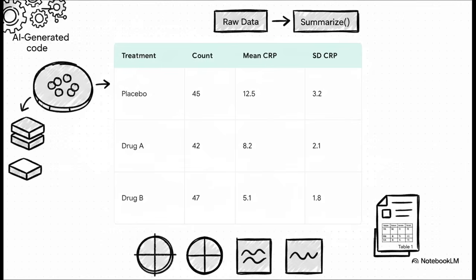And from here, your AI can easily generate the code for formal statistical tests, like a t-test to compare 2 groups, or a chi-square test for categorical data, just to prove if those differences you're seeing are actually statistically significant.